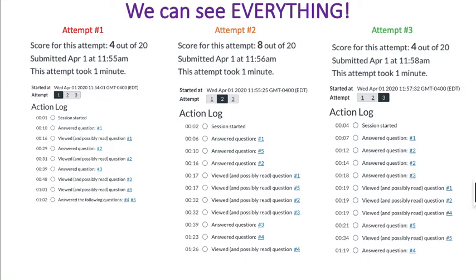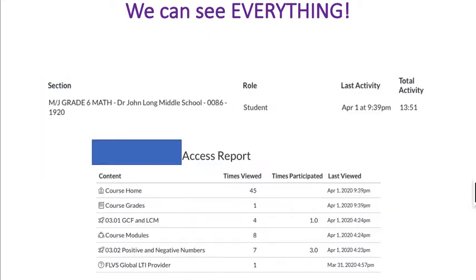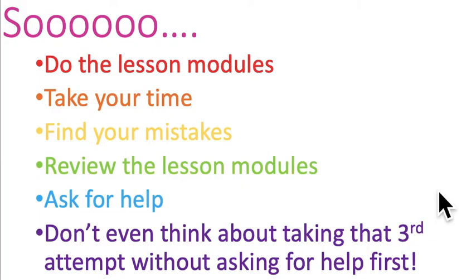Now, looking at all these different attempts, you can see what we see. We can see the effort or maybe lack thereof. Here's another thing we can see. So, what do I want from you? I want you to do the lesson modules. I want you to take your time on every one of the attempts. I don't care if it's the first attempt or the second attempt or the third attempt. 1 minute is not a sufficient amount of time to take a test. If you were in my classroom and you did 5 questions in 1 minute, I would go crazy, okay?